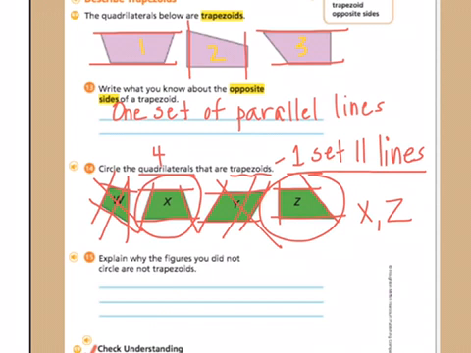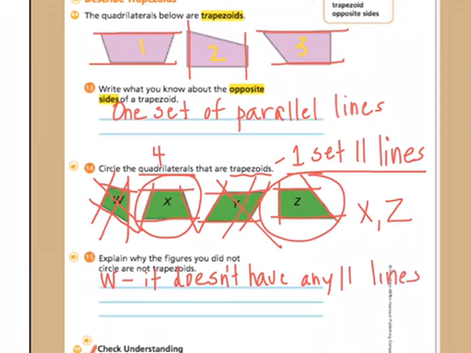Okay, so W is not because it doesn't have any parallel lines. And Y is not a trapezoid because it has two sets and you only need one. And hopefully you remember that I'm using this symbol right here to show that means parallel.